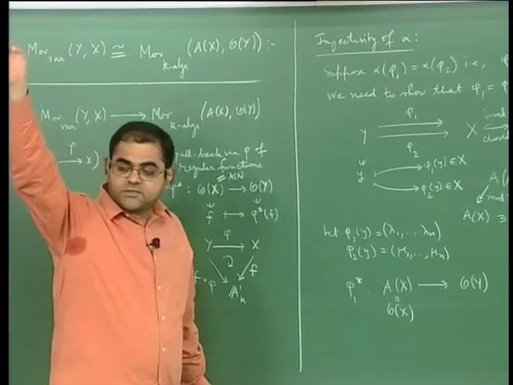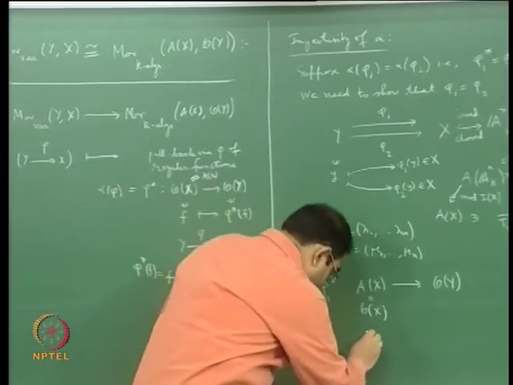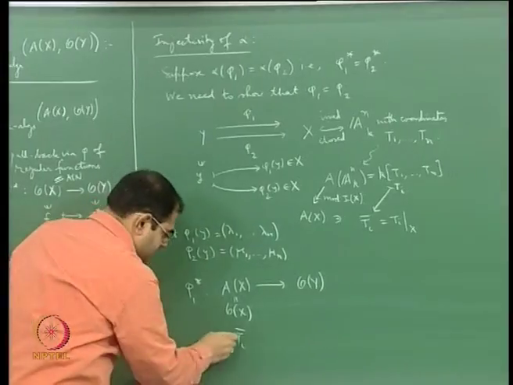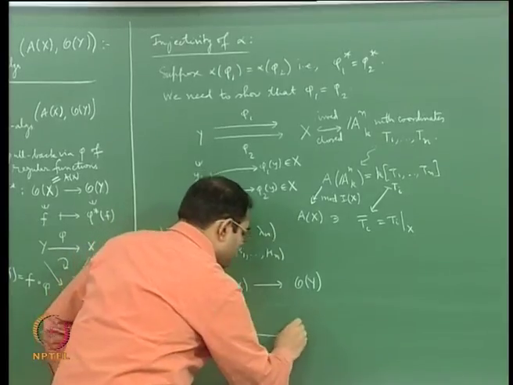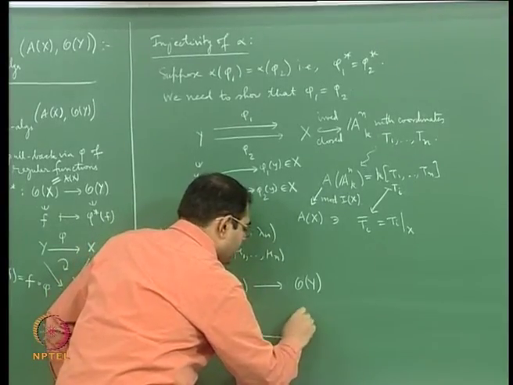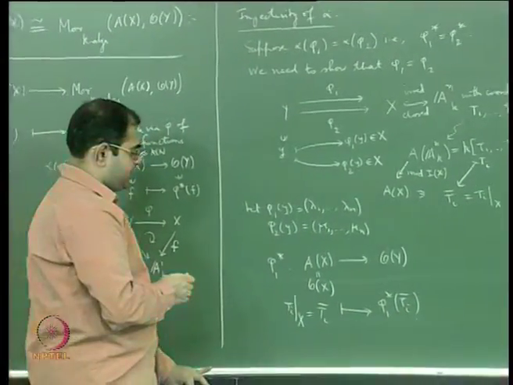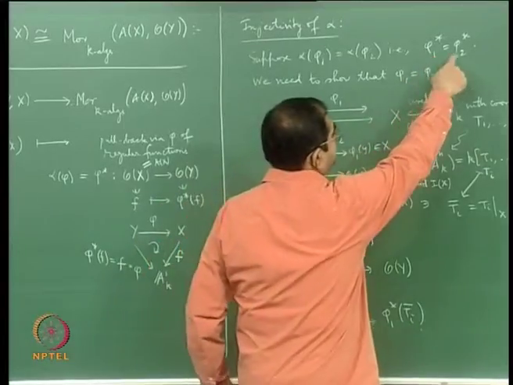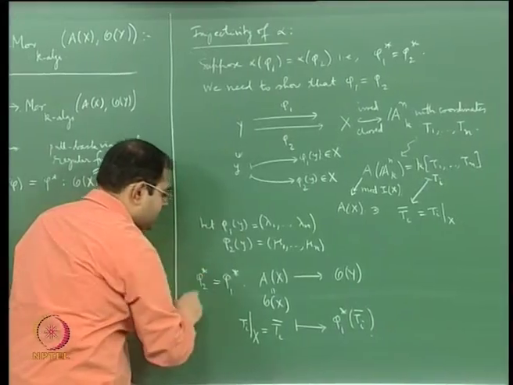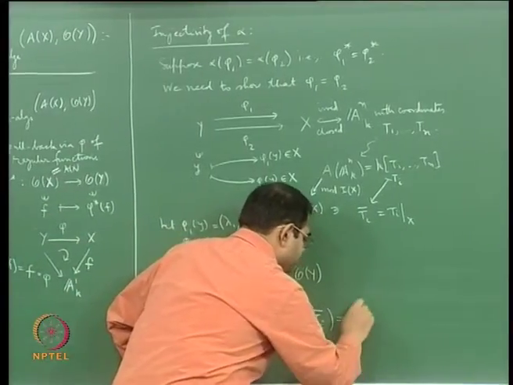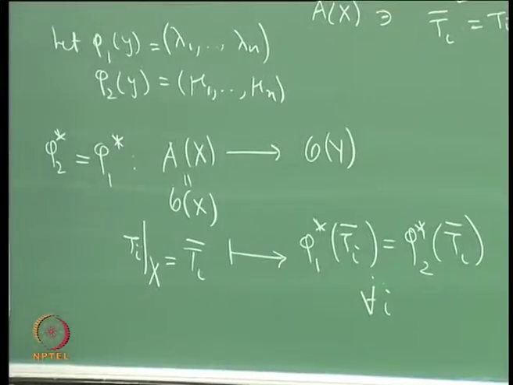These ti bars are regular functions on x, the coordinate functions. They are just the coordinate functions on the affine space restricted to the irreducible closed subset x. So if I take each of these ti bars, which is the same as ti restricted to x, they will go to phi1 upper star of ti. And what is given to me is phi1 upper star is the same as phi2 upper star. So what it means is that this is the same as phi2 upper star of ti bar for every i. This is what is given to me.